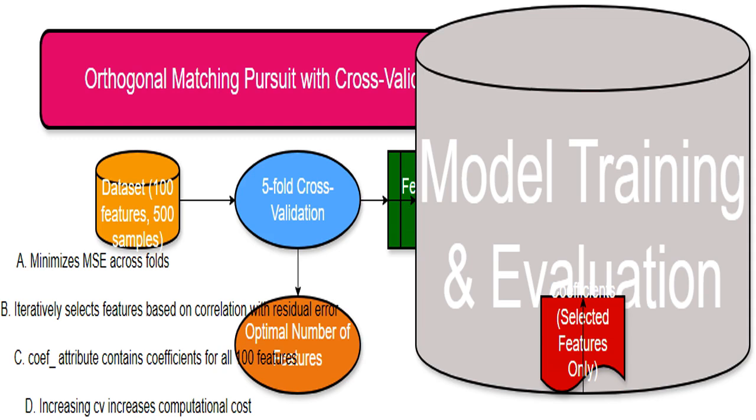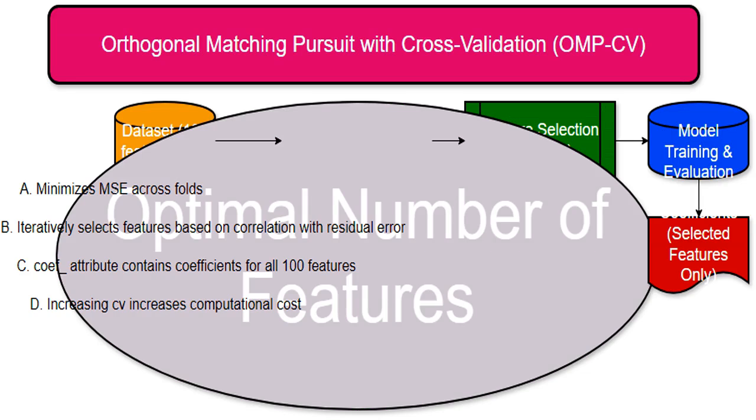Lower MSE is better. After cross-validation, I'll choose the number of features that resulted in the lowest average MSE across all the folds. This is the sweet spot, where the model is both accurate and avoids overfitting.